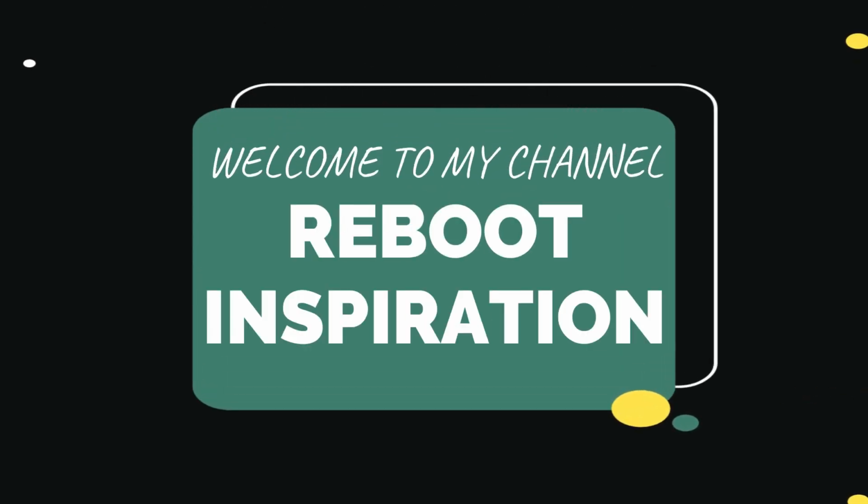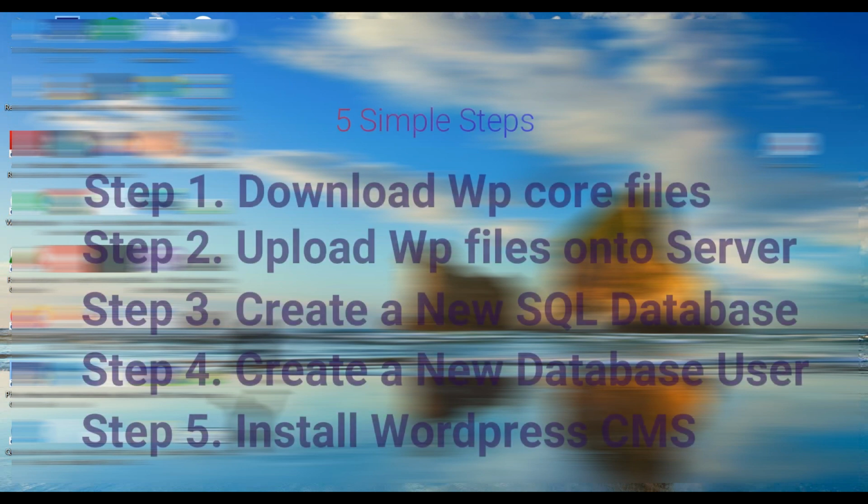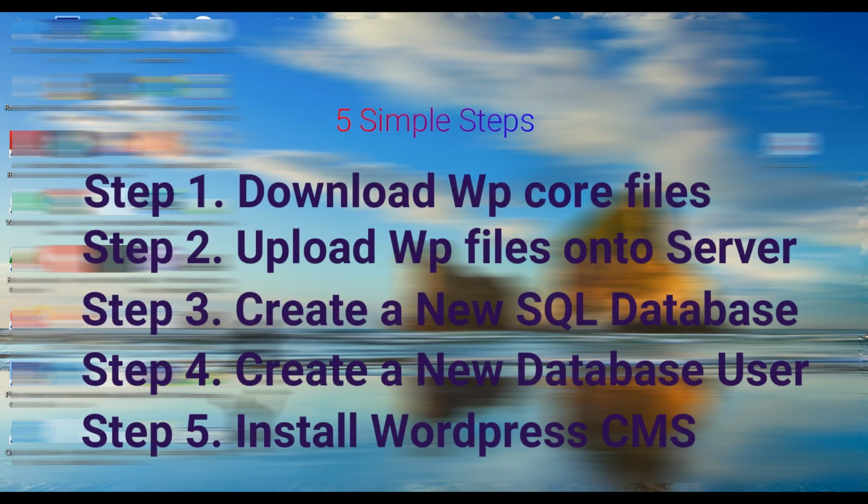Welcome to Reboot Inspiration. In today's video, I am going to show you how to install WordPress CMS manually using cPanel. There are 5 simple steps. Step 1. Download WordPress core files from the official website. Step 2. Upload the WordPress files onto the server. Step 3. Create a new SQL database. Step 4. Create a new database user. And finally, step 5. Install WordPress CMS.